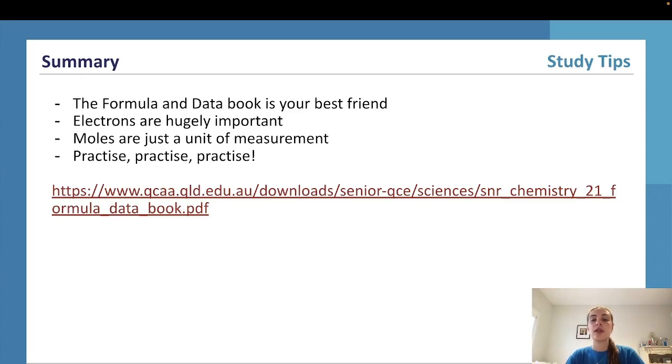So now I'm just going to go over a few study tips before we finish up. It's really important to note that the formula and data booklet is really important. So that's got all the important values and numbers that you need. And so it's really important that you utilize that, because there's no point remembering all that information. Electrons are really important. Just to recap, moles, they're just a unit of measurement, so don't get stressed out about them. And the final thing is just practice a lot, because you really need to practice continually and keep studying so you don't forget information.